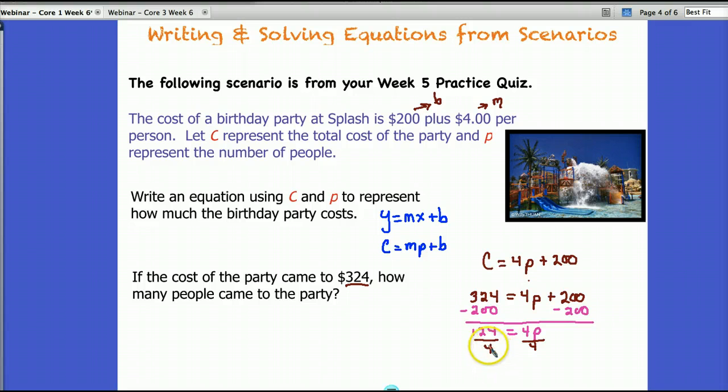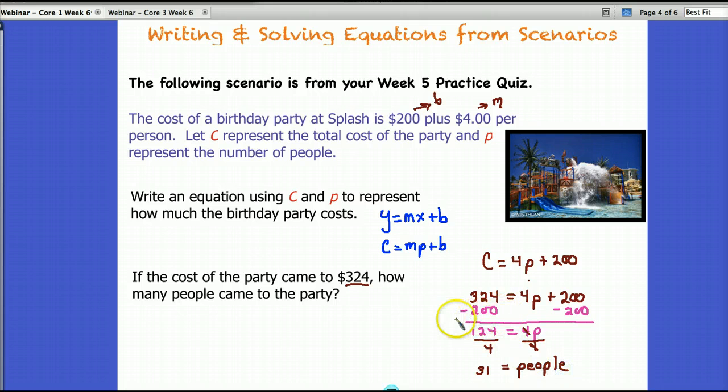Okay. Now, if you have a calculator, definitely use it unless you know how to do 124 divided by 4, which I know is 31. Wait, Miss Elliott, wait. So, how many people came to the party, you guys? 31. 31 people. And I did that.